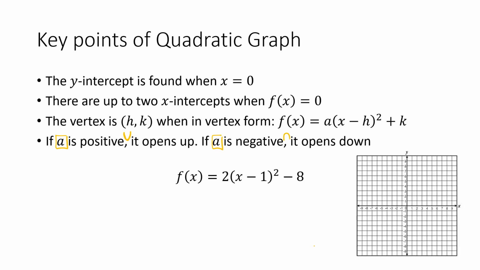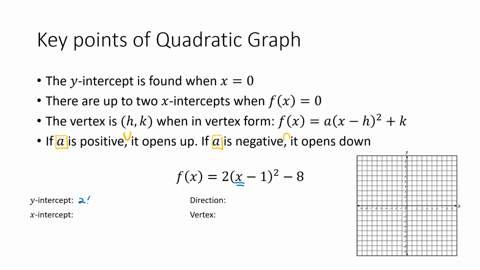So for example, if f of x is 2 times x minus 1 squared minus 8, we just have to identify these 4 pieces of information in order to know for sure what is the graph of the function. So first, the y-intercept. We find the y-intercept by making the x equal to 0.